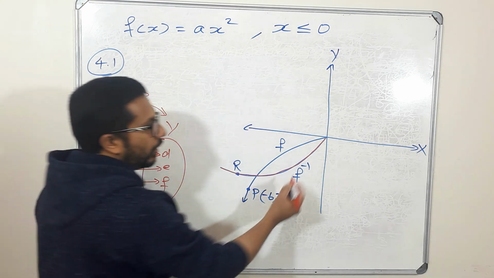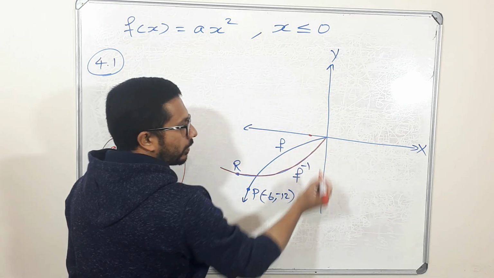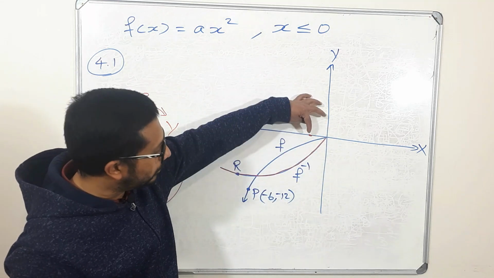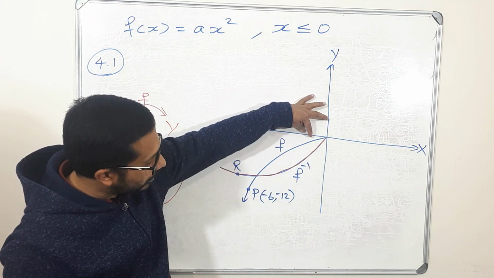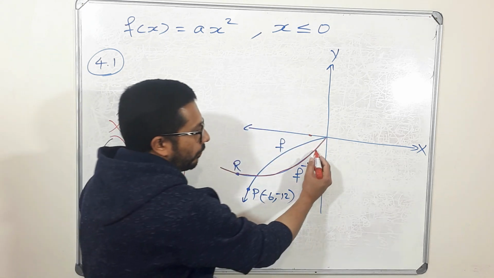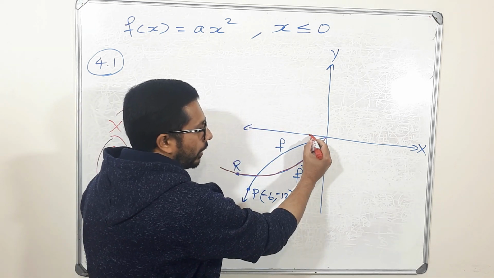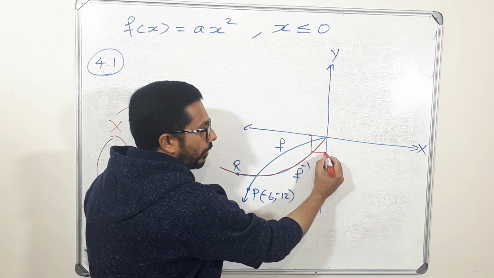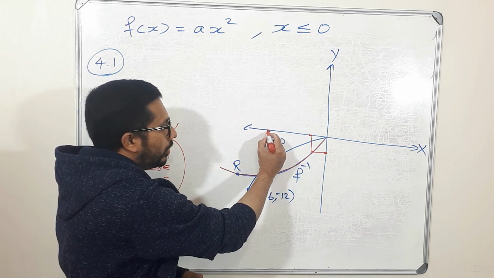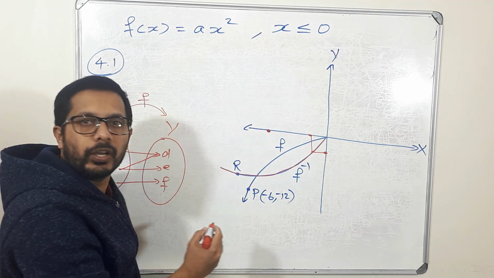So look at this one. I am going to take an x value here. How many y values am I getting in the f inverse graph? Look at this one. I have only one y value here. If I draw a line like this, how many y values here? Only one y value. If I take an x value here, how many y values do I have?